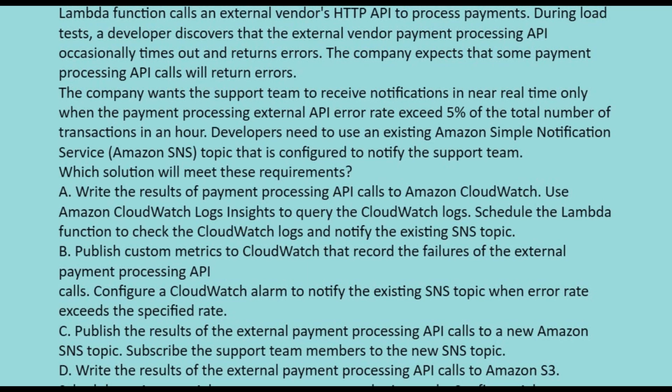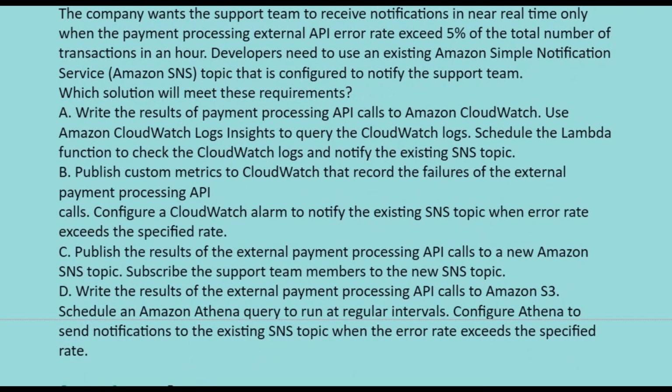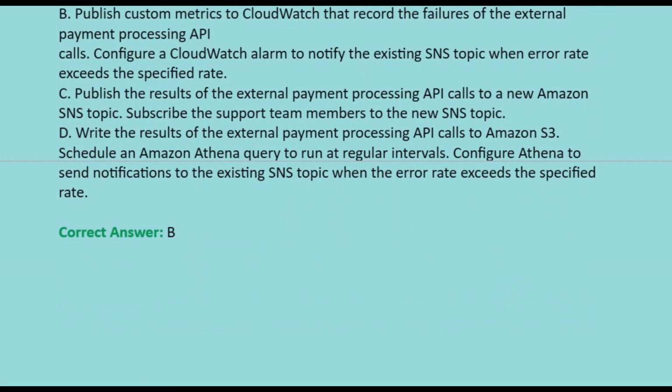Option C, publish the results of the external payment processing API calls to a new Amazon SNS topic. Subscribe the support team members to the new SNS topic. Option D, write the results of the external payment processing API calls to Amazon S3. Schedule an Amazon Athena query to run at regular intervals. Configure Athena to send notifications to the existing SNS topic when the error rate exceeds the specified rate. Correct answer is option B.